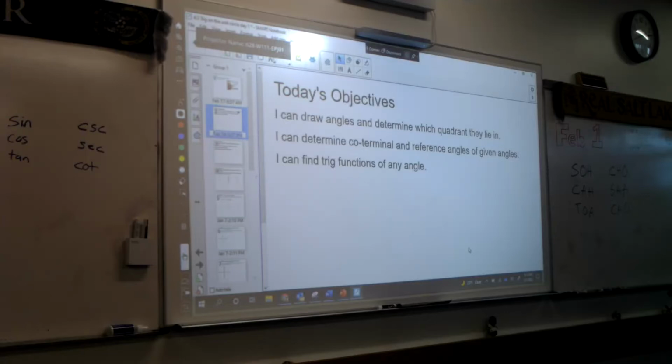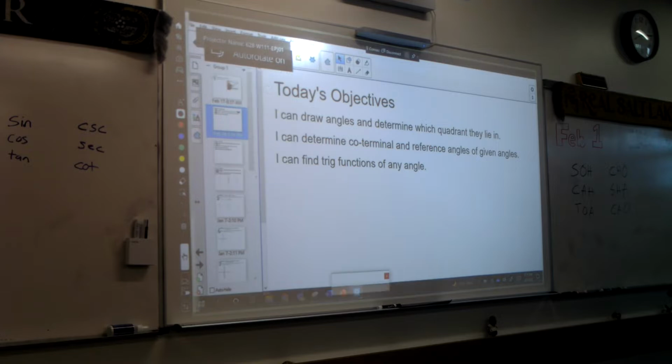So now we're going to be starting 4.3. We're going to talk about drawing angles, determining which quadrant they lie in, coterminal and reference angles, and also finding trig functions of any angle. It's going to have some overlap with last time, but it's also going to have some new stuff.